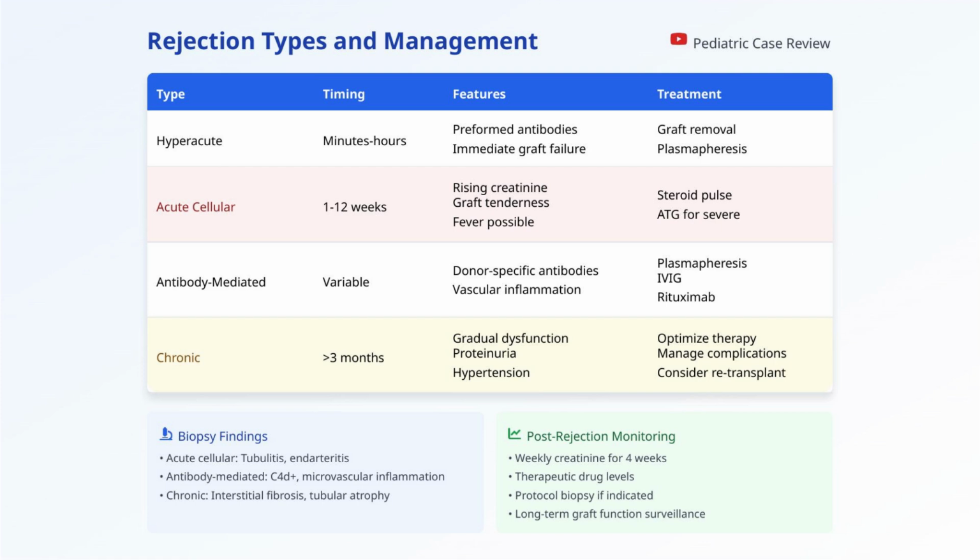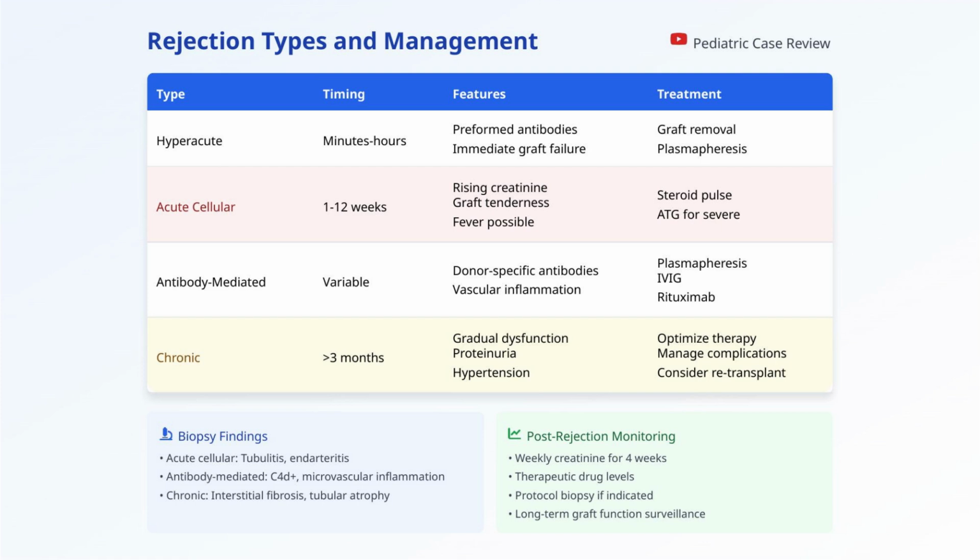Hyperacute rejection occurs within minutes to hours, is caused by preformed antibodies, presents with immediate graft failure, and requires graft removal and plasmapheresis. Acute cellular rejection occurs 1 to 12 weeks post-transplant, presents with rising creatinine, graft tenderness, and possible fever, and is treated with steroid pulse and ATG for severe cases.